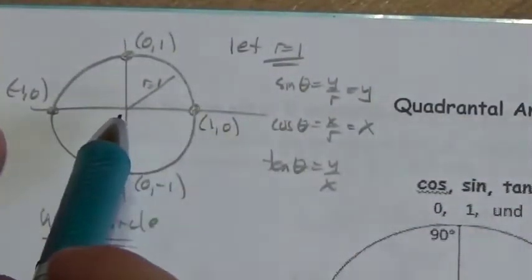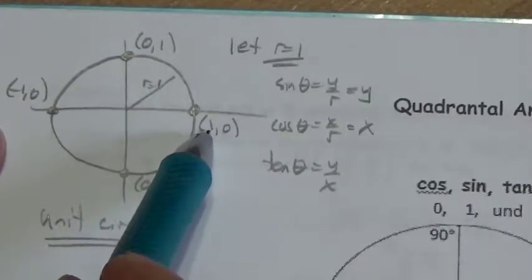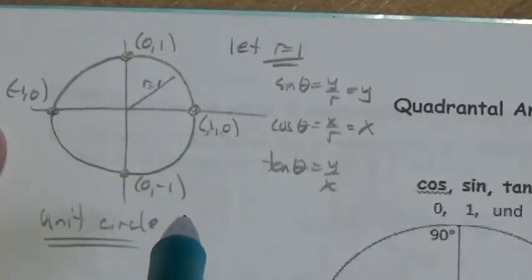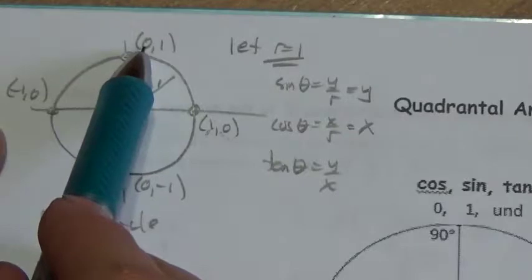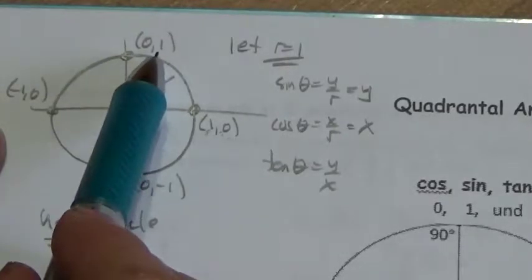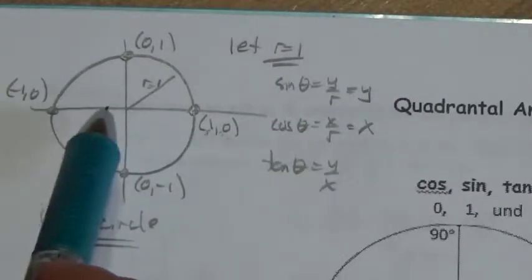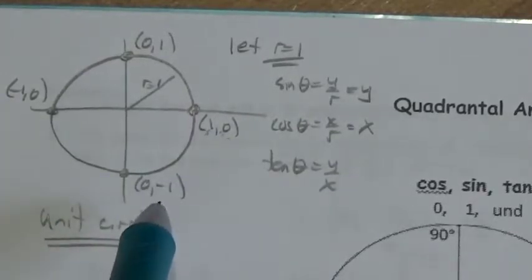That's kind of awesome, because now think about it like this. What's the cosine of 0 degrees? 1. It's the x coordinate. What's the sine of 0 degrees? 0. That's the y coordinate. Cosine of 90 is 0. Sine of 90 is 1. Cosine of 180 is negative 1. Sine of 180 is 0. Cosine of 270 is 0. Sine of 270 is negative 1.